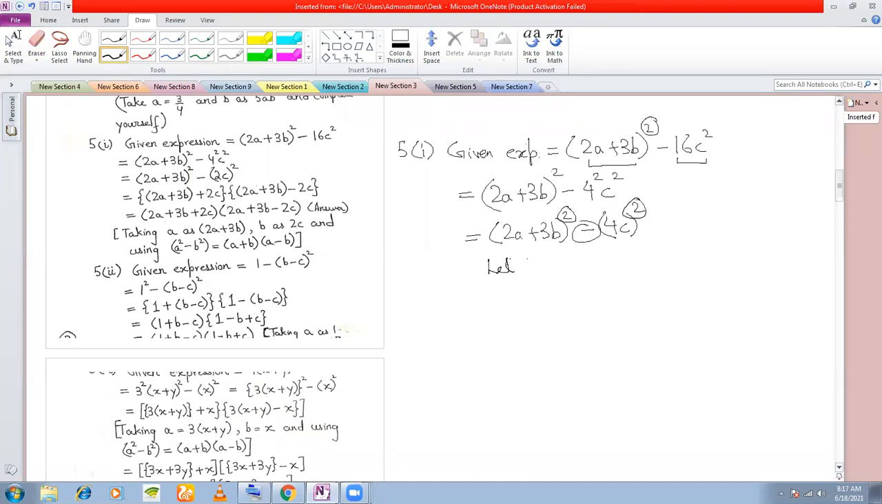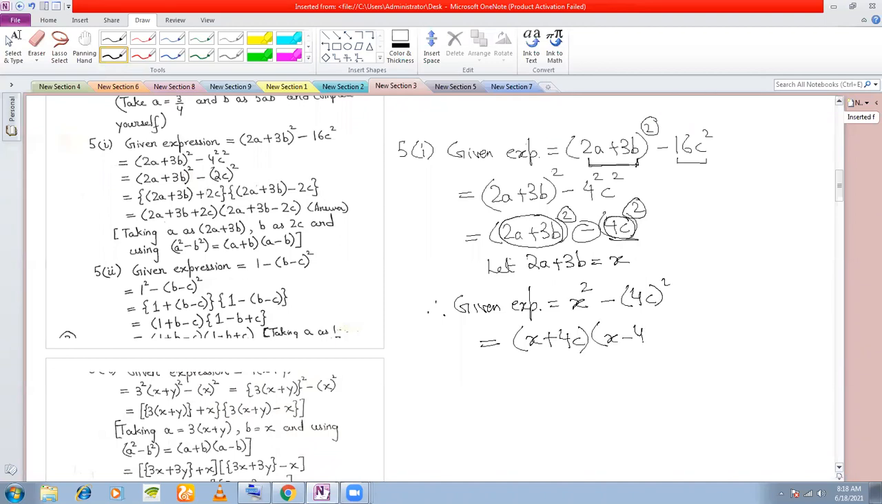So what you do is you say, let me look at this: 2a + 3b is equal to, let's say, x. Therefore, given expression becomes, we substitute this for x. So let's write this as x square minus 4c square. This part becomes your x, and this we write as it is, 4c square. So this is now a difference of two squares. That means this can be written as (x + 4c) into (x - 4c).